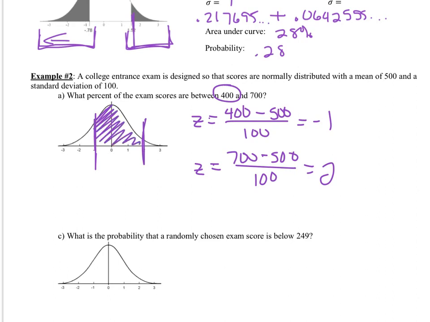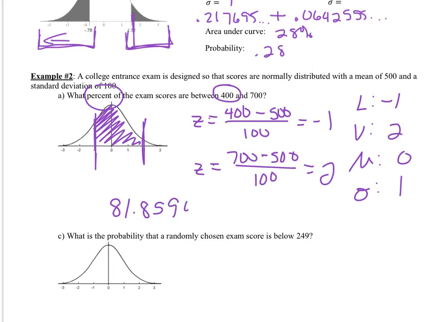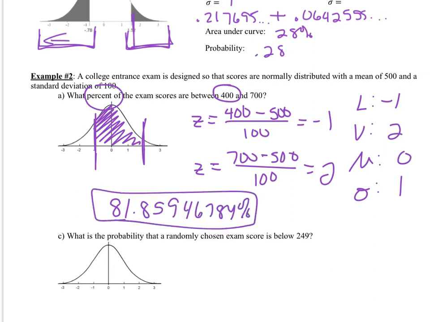Now we don't have to show a lot of work here, but we do have to state our lower bound, our upper bound, our mu, and our sigma, 1. Okay, so when we do this, we get about... they're asking for the percent, so we multiply what we get by 100. Unfortunately, I forgot to tell you where to round to, so when they don't tell you where to round, just put everything that you got.